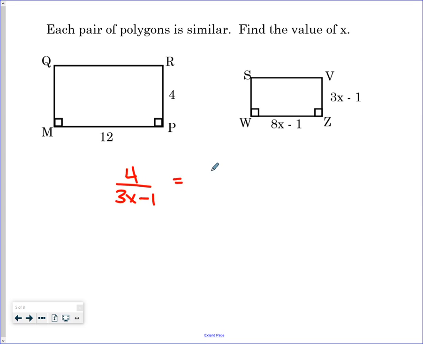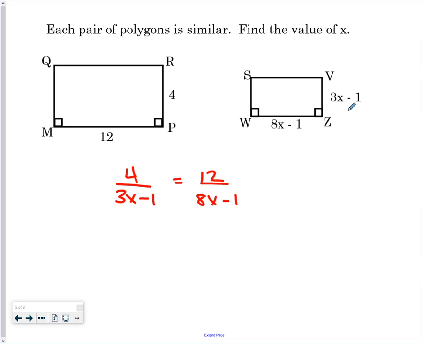If I started with the 4, what do I have to start with over here? The 12, and I'd have to put it over 8x minus 1. I want you to know that's not the only way to do it, okay? You could have said 4 over 12 equals 3x minus 1 over 8x minus 1. You could have said 12 over 8x minus 1 equals 4 over 3x. Do you see what I'm saying? It doesn't matter as long as you're consistent, okay?